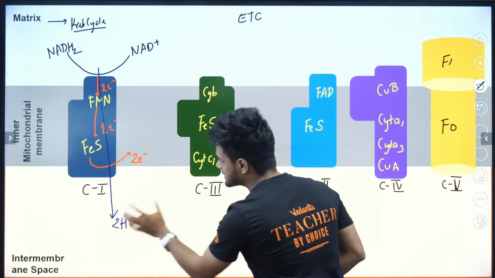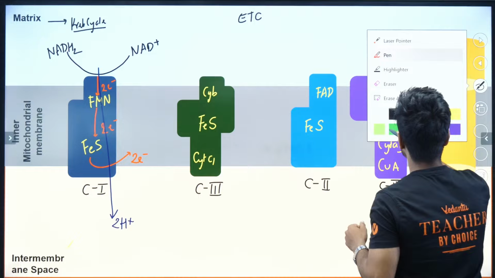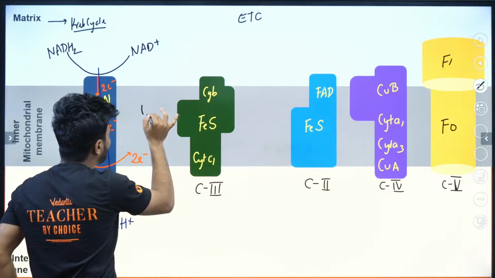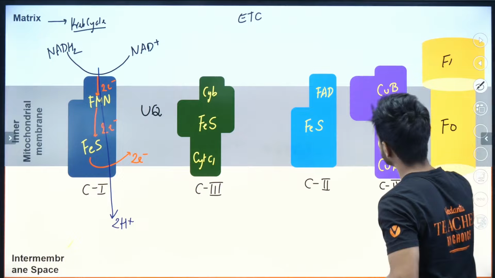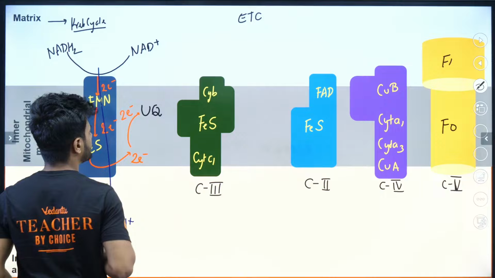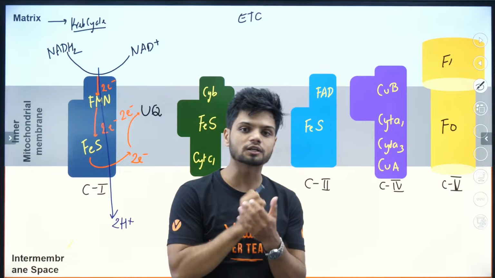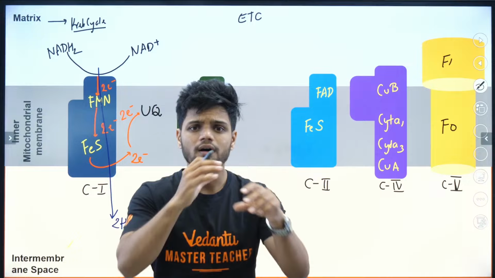Now, what happens to these two electrons? Students, listen to me very carefully. These two electrons enter your mobile carrier, nothing but your ubiquinone. I'll write here, two electrons. Yes, two electrons are entering your ubiquinone. Now, this ubiquinone is taking up the electrons. Right, it is taking up the electrons, so it is undergoing reduction. Taking the electrons is called reduction.